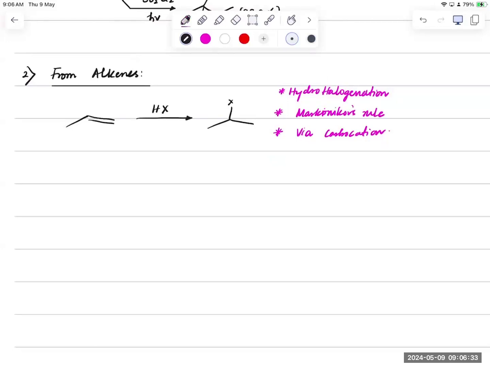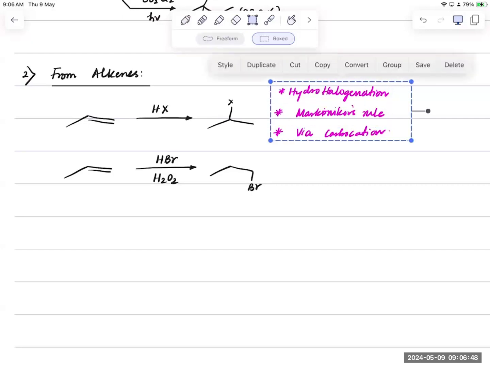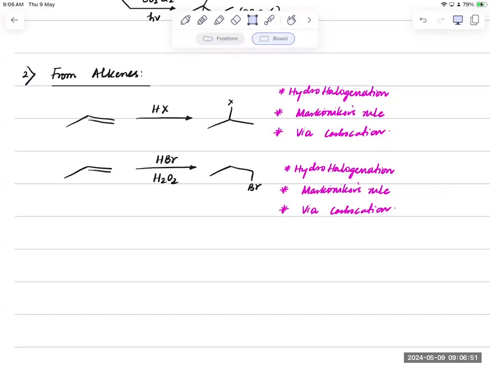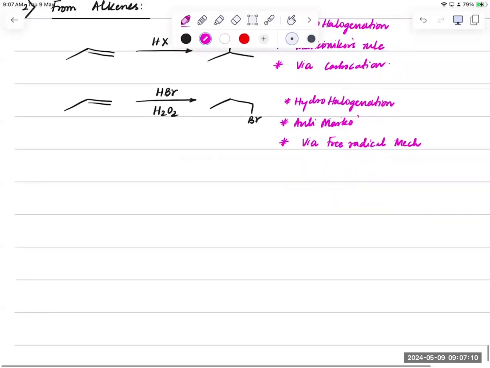Next, in case you have HX, that is only HBr, in the presence of peroxide, then Br will come here. Now, if you notice the points in this case, here it is hydrohalogenation, but this time it is anti-Markovnikov's addition. This is via free radical mechanism. Clear, everybody? These are all synopsis, everyone. We don't have to again do all the mechanisms. I hope you should be able to recall that.